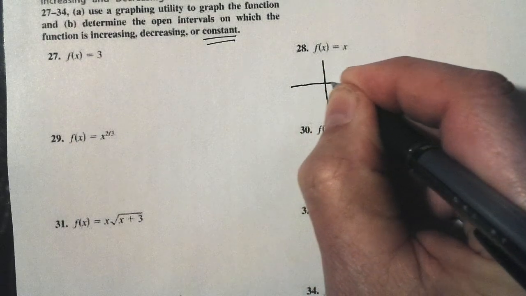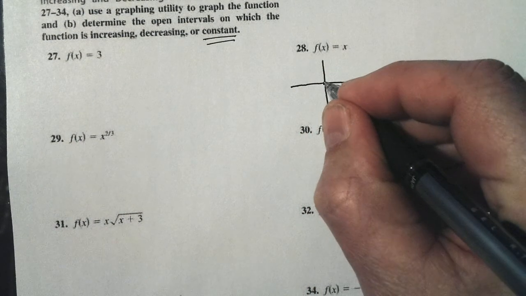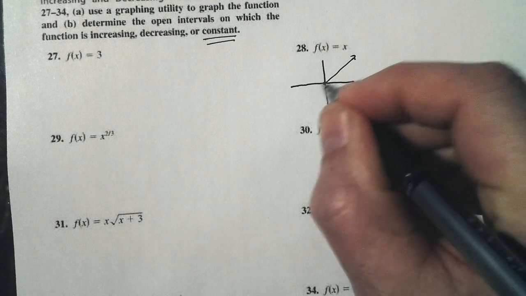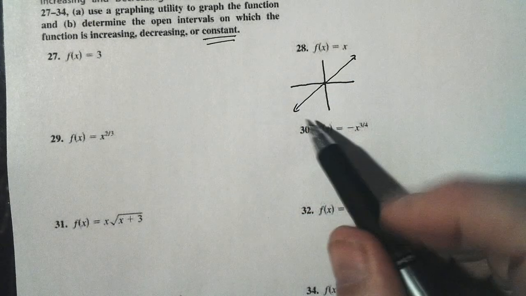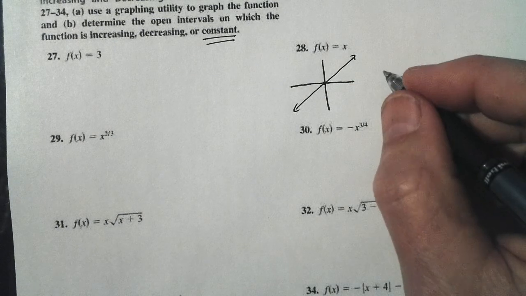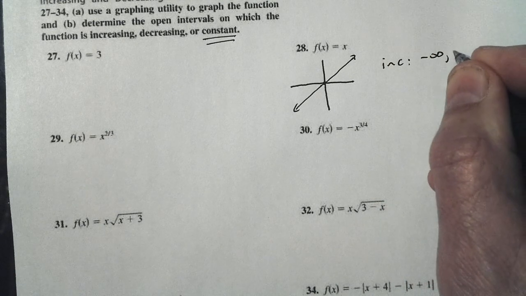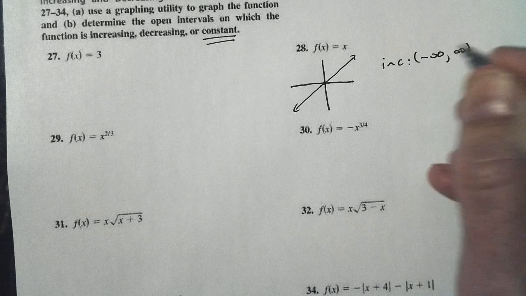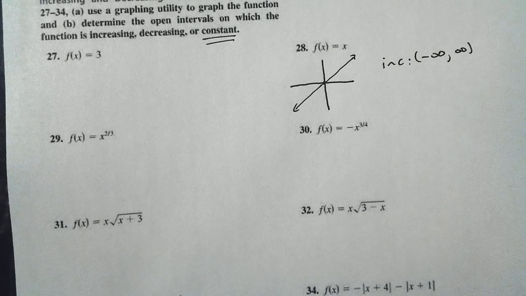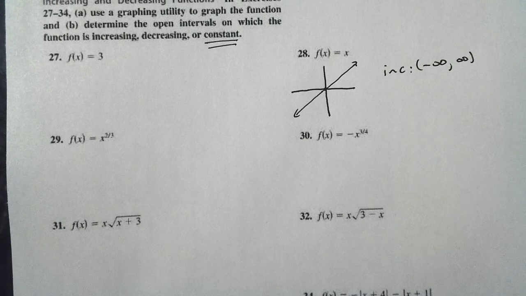Okay, I'm not going to use my calculator on 28 because I'm pretty sure I know what the graph of y equals x plus 0 looks like. Y-intercept 0, slope of 1. It looks like this. From left to right, it is always increasing. From negative infinity to infinity. That's our interval notation. When they ask for intervals, we're going to give interval notation.